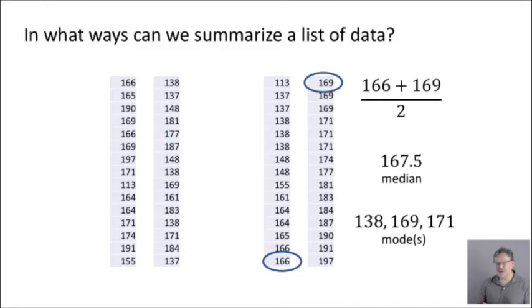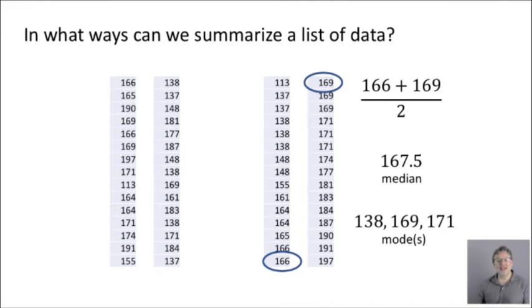In this case, we've got a 3-way tie, so this is a trimodal distribution, and we actually have 3 modes to work with here: 138, 169, and 171. There are also instances in which there isn't any clear value that emerges as being the most popular, and in that case there is no mode for this set of data. So it's possible for there to be a mean, a median, but no mode of a given set of data.